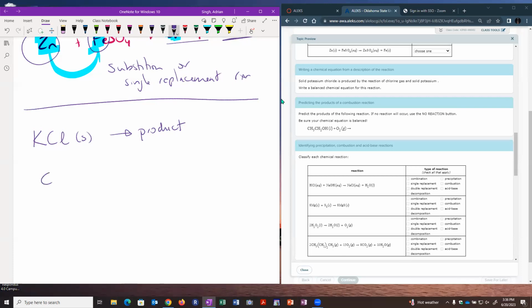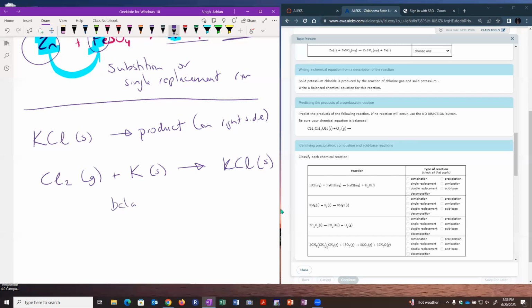So chlorine gas, Cl2, chlorine exists as a diatomic molecule, and solid potassium. So those two react together. Potassium is K and it's solid. And now we're making that product. So on the right side of the equation, KCl goes on the right side, and that's our solid. All right, that's our basic equation.